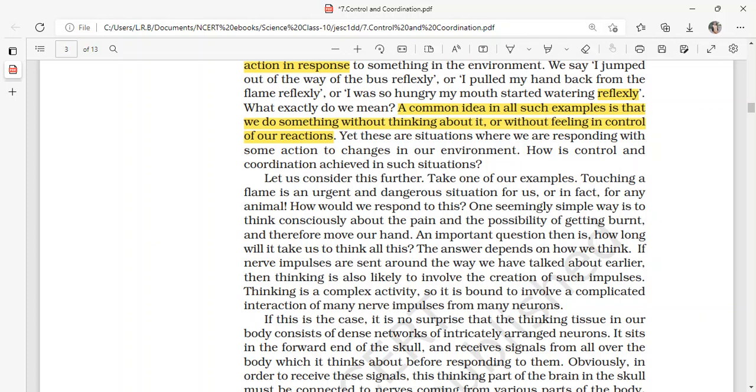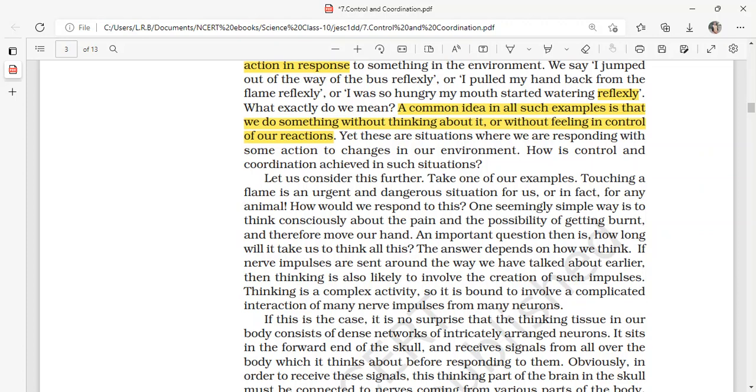Take one of our examples, touching a flame, an urgent and dangerous situation for us, or in fact for any animal. How would we respond to this? One seemingly simple way is to think consciously about the pain and the possibility of getting burnt and therefore move our hand. An important question then is, how long will it take us to think all this? The answer depends on how we think. If nerve impulses are sent around the way we have talked about earlier, then thinking is also likely to involve the creation of such impulses.